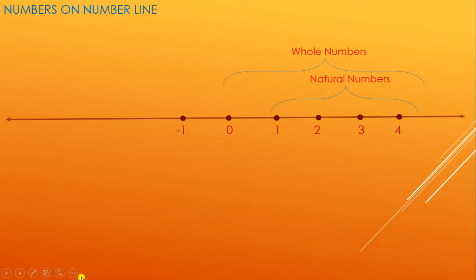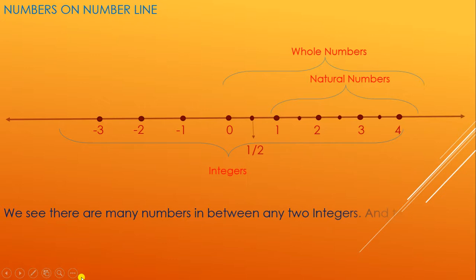Then on the left side of 0, we have negative numbers, and we know all positive numbers, 0 and negative numbers together are integers. And we can say here all natural numbers and all whole numbers are integers. And we learned how we can represent rational numbers on the number line. That is, along with all these numbers, rational numbers are also on the number line.